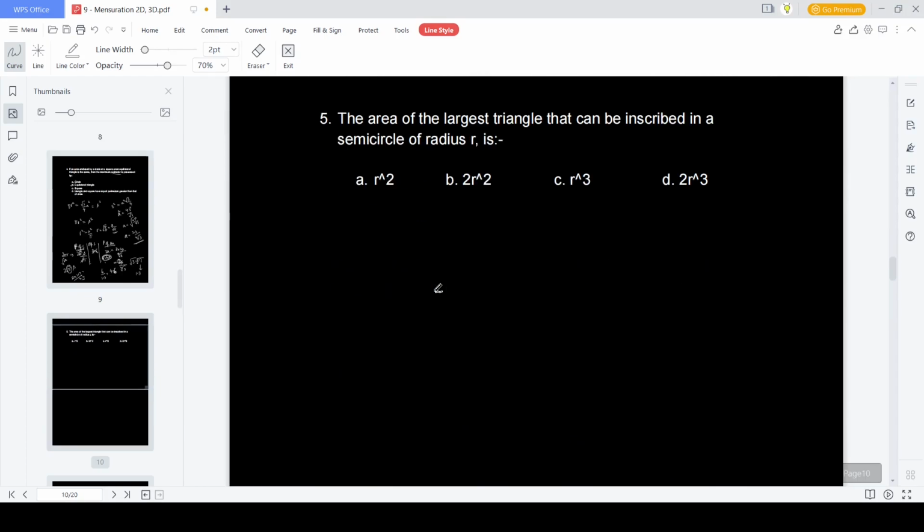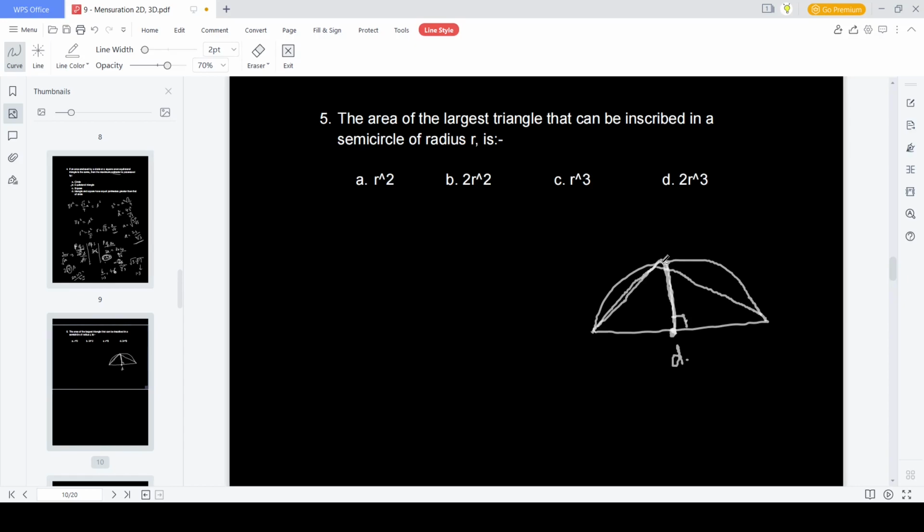Next question. The area of the largest triangle that can be inscribed in a semicircle of radius r is, see, we need to know this one property. In a semicircle, the largest will be a right angle triangle. That is going to be this triangle where one side is the diameter, that is 2 into r, and this point is 90 degrees.